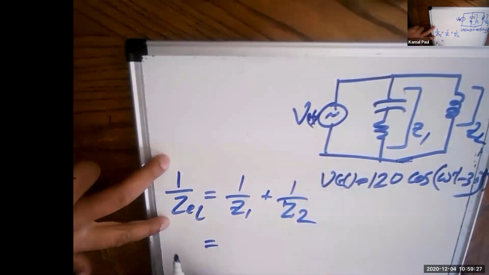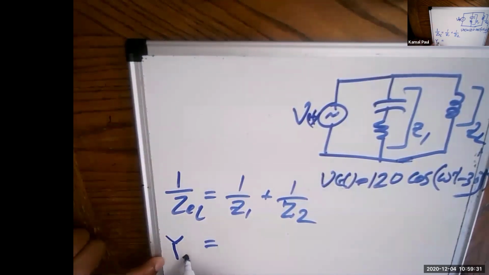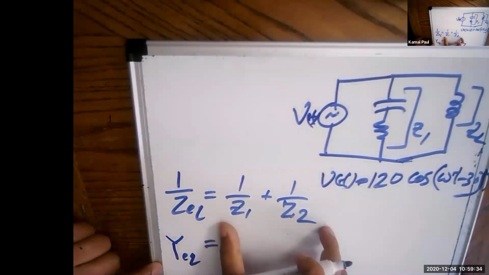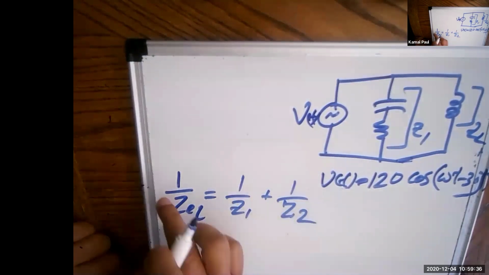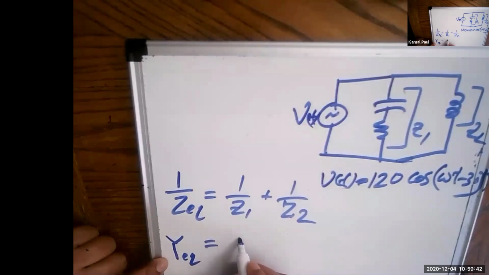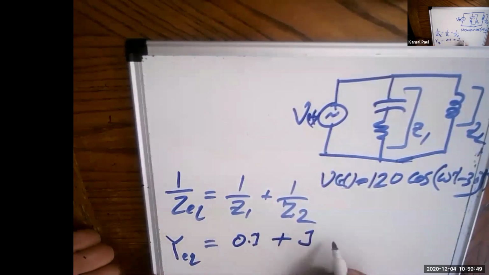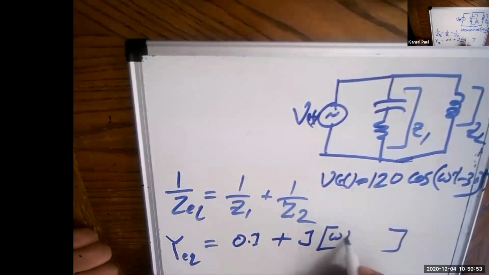So this is basically your admittance, right? So you will get something. So this one, 1 over GEQ is YEQ. Now you will see some value here, I'm assuming like 0.1 plus J something in terms of omega L x 1 over omega C, in terms of some expression here.